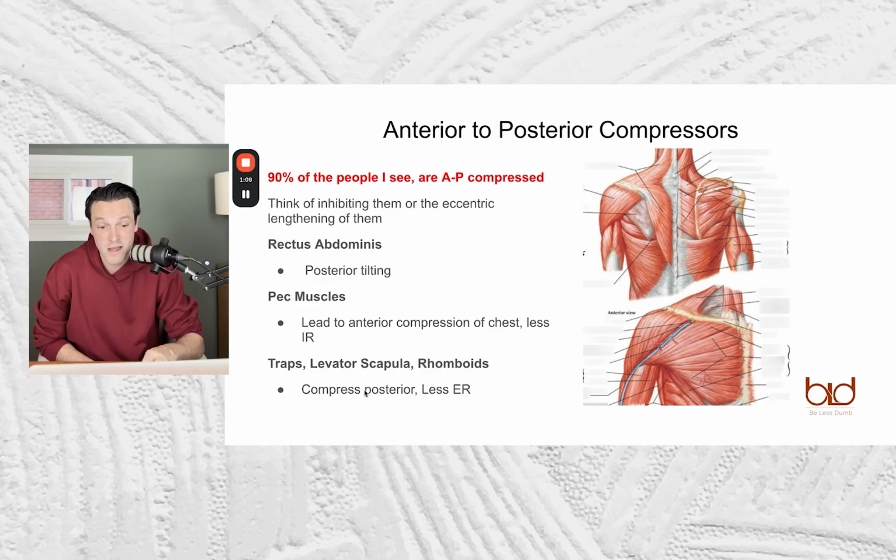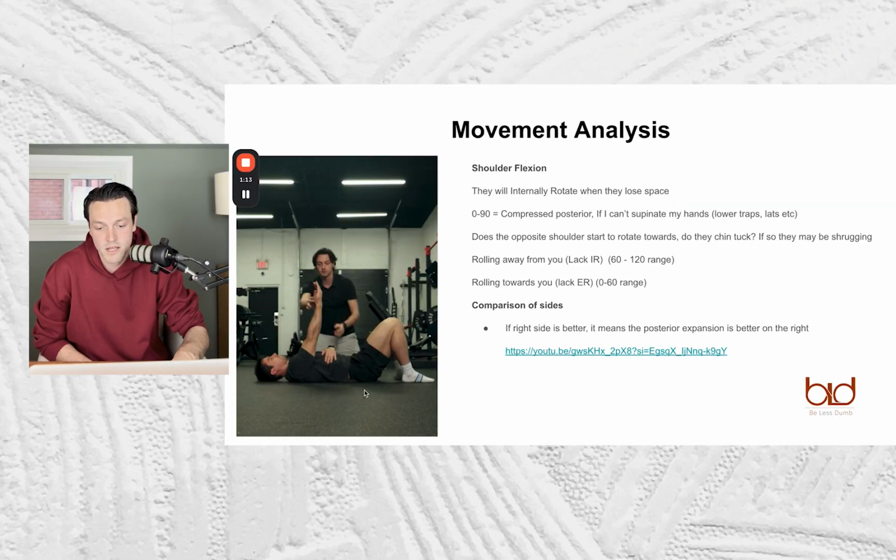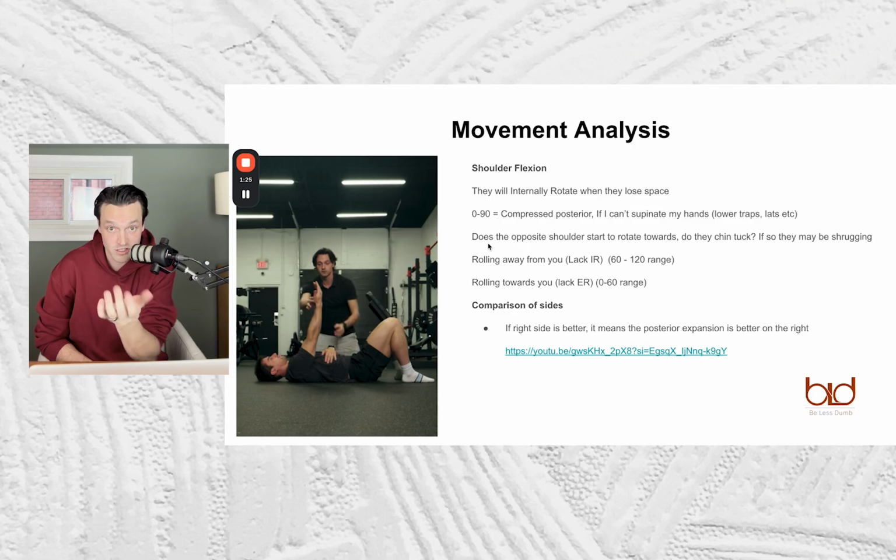So think lower traps, think lats, which we talked about here, compressed posteriorly, and they lose external rotation. So if that's something you see at the start, they can't get anywhere close to 90 degrees, or they can't even supinate their hands or turn their hands upwards from the start, those are two red flags straight away.